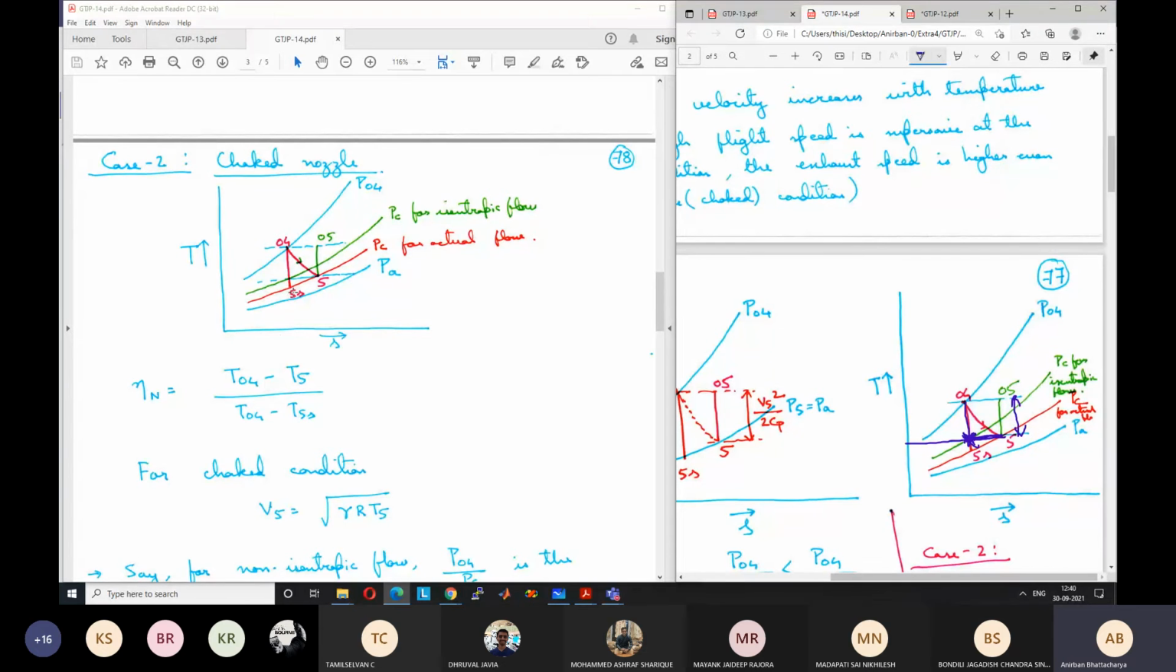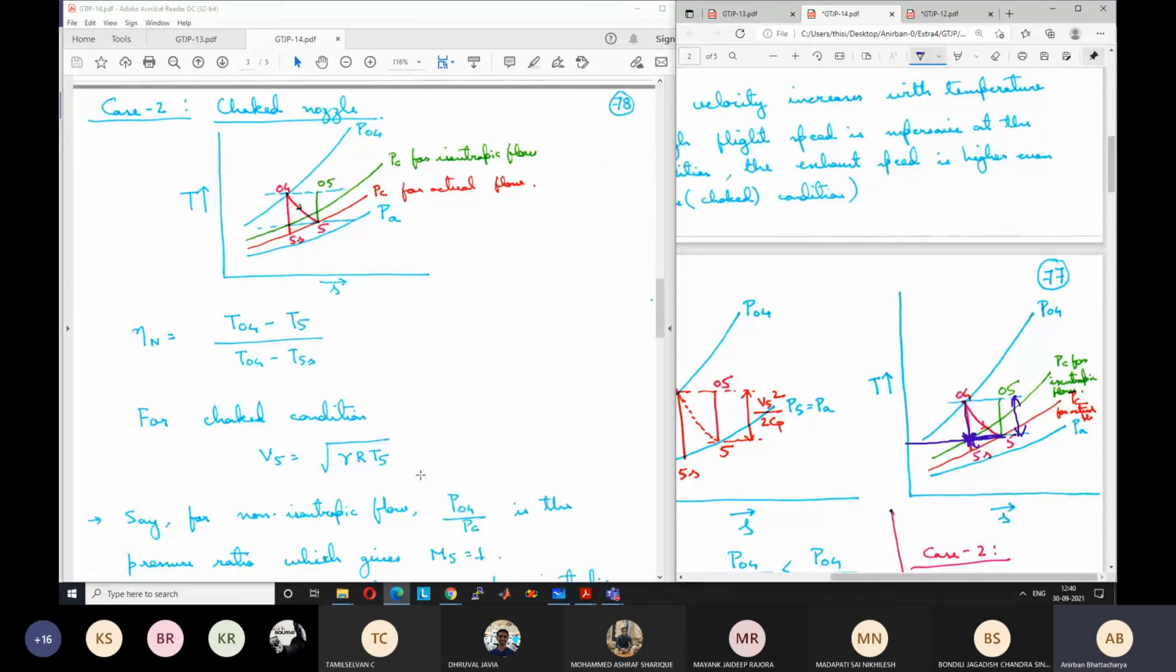For choked condition, the exhaust gas velocity is equal to the sonic velocity. So the sonic velocity is equal to root over gamma R T5, where T5 is the exit temperature. T5 is equal to critical temperature Tc. So if you know the critical temperature Tc, we can find out the sonic velocity or the exhaust gas velocity, and from that we can calculate the thrust. So now our target is to find T5. This diagram is still open here. This is the same diagram, so let us keep this open here.